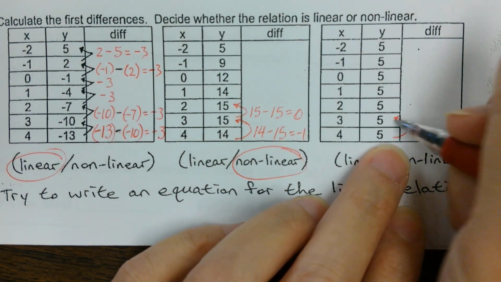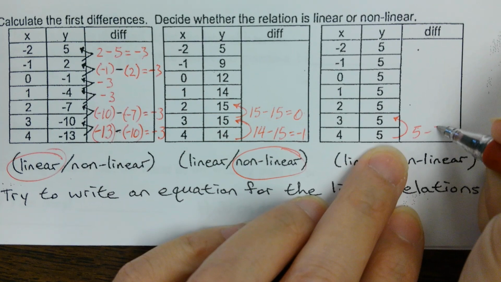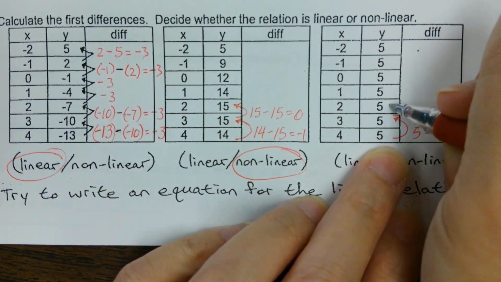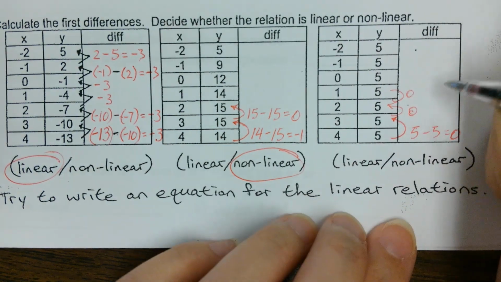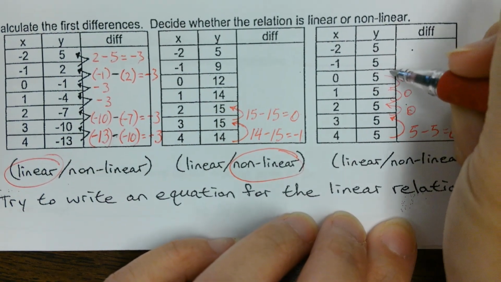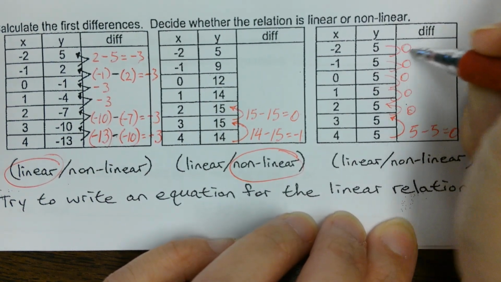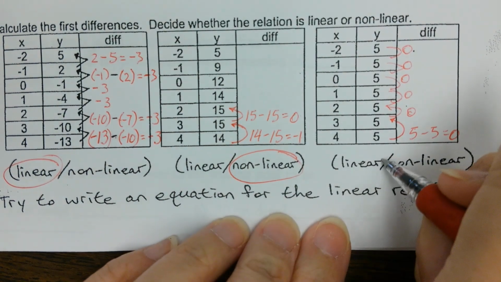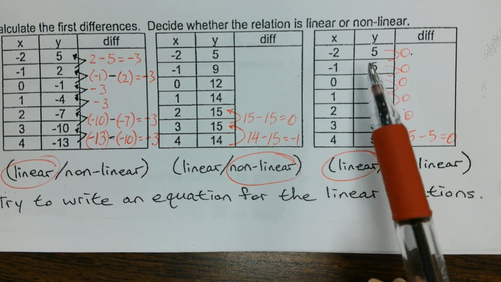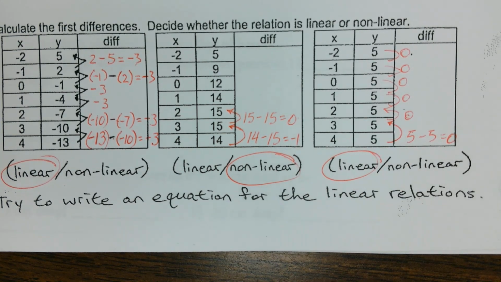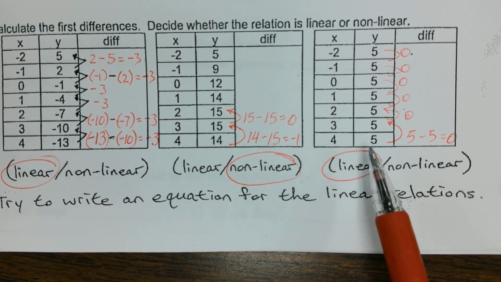Linear it is. 5 minus 5, 0. 5 minus 5, 0. 0, 0, 0, 0. So it's 0 for all of them. Yeah, 0 is still a number, and so it is linear. Okay. If I were to plot these points on a graph, what type of line will you see?